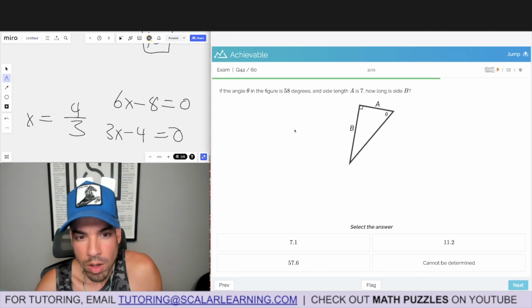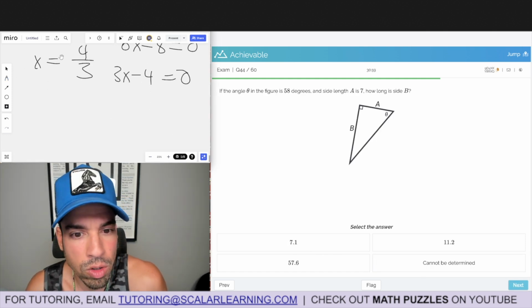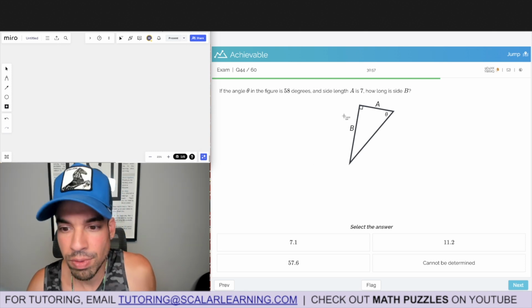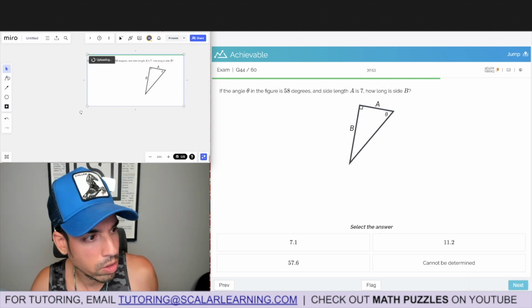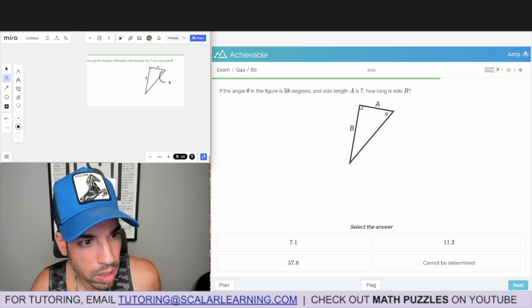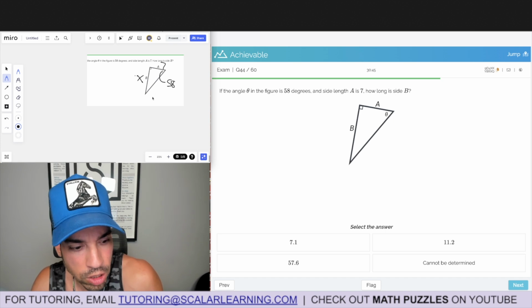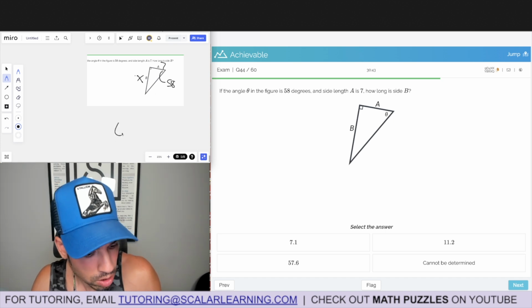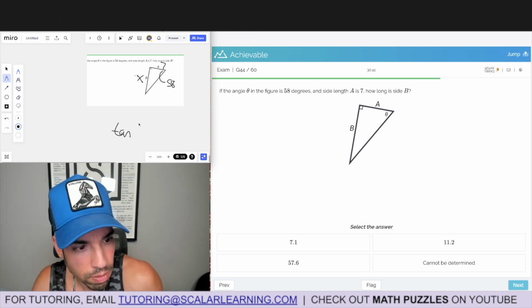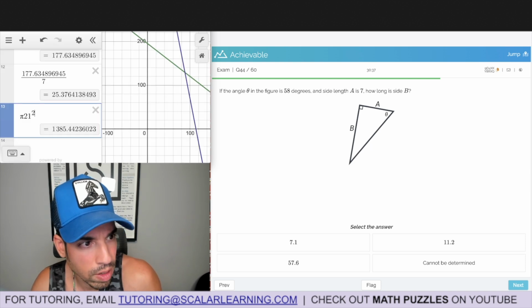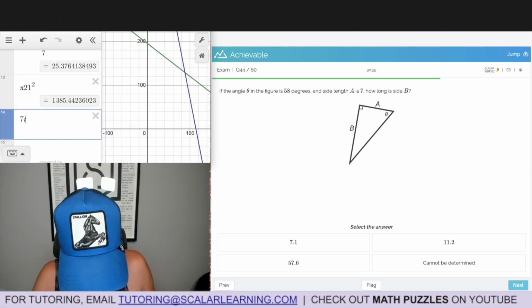Okay. Next, if the angle theta in the figure is 58 degrees, hold on, let me move this over. I like to draw it in here. The angle theta is 58. A is 7. How long is side B? Okay, we can use a little trig, and I'm going to use tangent because we have opposite and adjacent. So tangent of 58 equals x over 7, multiplied by 7. So 7 times tangent of 58.